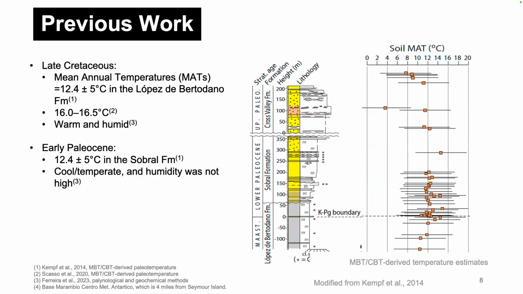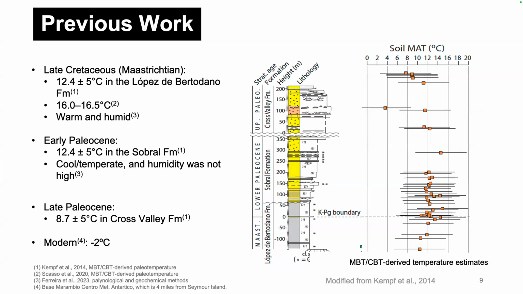In the Paleocene, mean annual temperatures remained at 12.4 degrees Celsius in the Sobral Formation, according to Kemp et al., but gradually cooled, as indicated by Ferreira et al. By the Eocene, cooling intensified and temperatures declined, showing an average of 8.7 degrees Celsius in the Cross Valley Formation. For context, modern mean annual temperatures on Seymour Island are negative 2 degrees Celsius, as recorded at the Marambio station about 4 miles from the island.